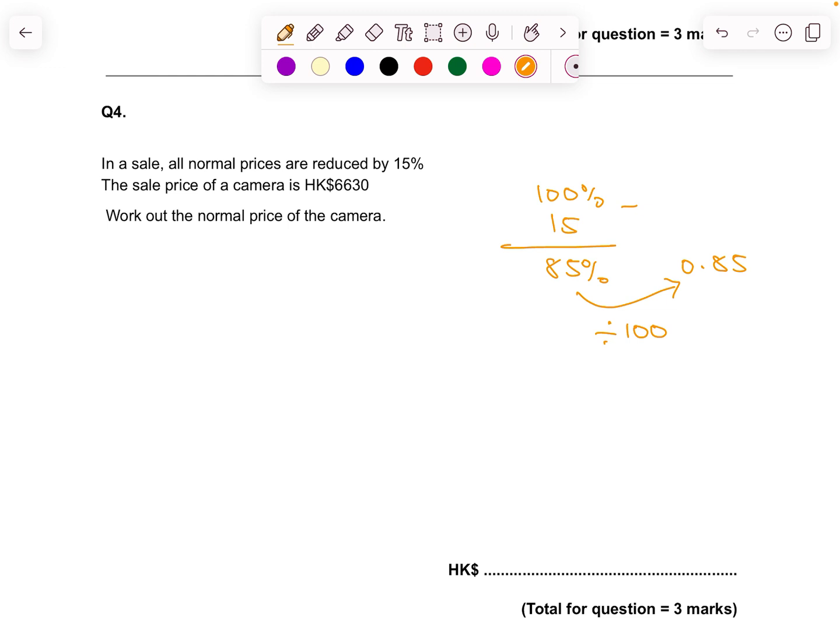Now, because it's a reverse, we're not going to multiply 6,630 by 0.85. We are going to divide it. So we're going to divide 6,630 by 0.85. And that gives me 7,800. Okay.